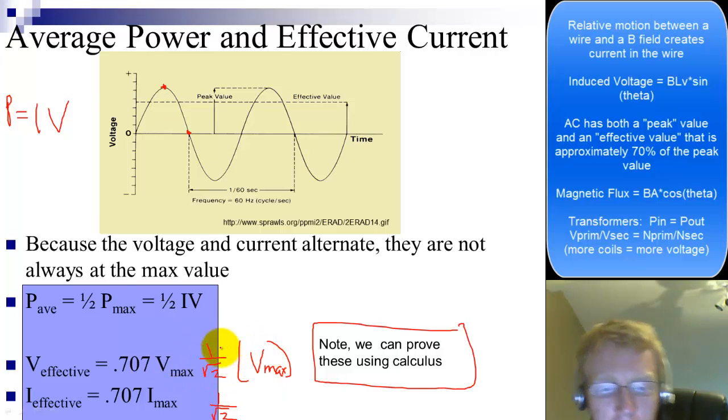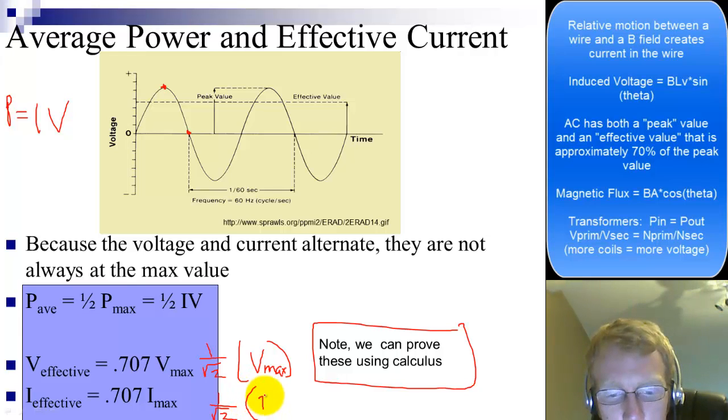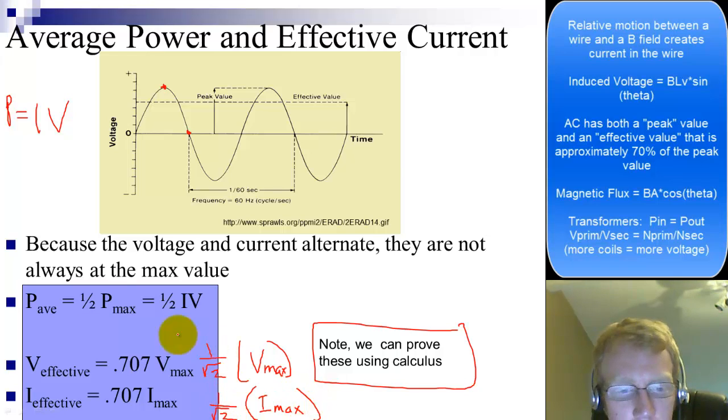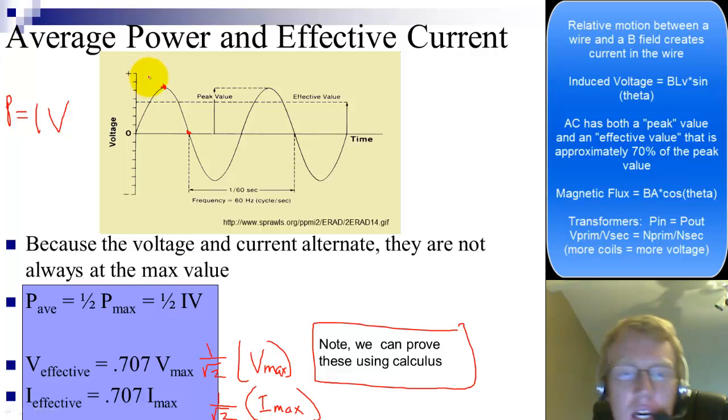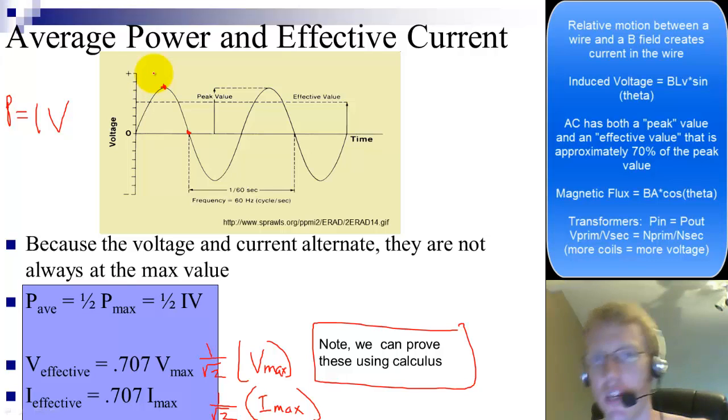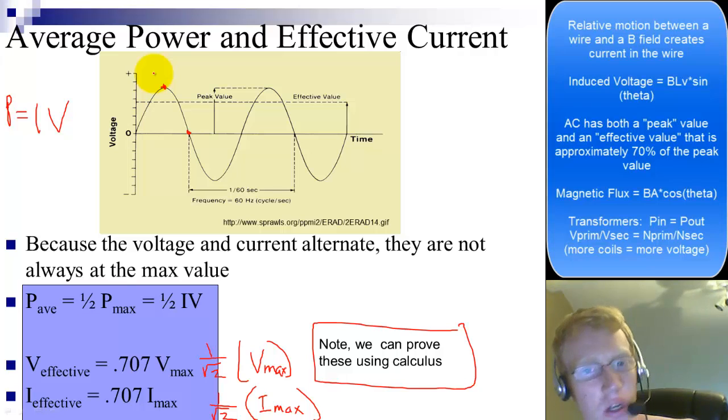So knowing that, we can multiply 1 over root 2 times the voltage max and 1 over root 2 times the current max. And 1 over root 2 times 1 over root 2 is just 1/2. So the effective or average power delivered is 1/2 of the max power, which is 1/2 of the max current times the max voltage. And that's useful because if your wall socket is supposed to be 120 volts, are they talking about the 120 volts as the max value, the peak value, or as the effective value?